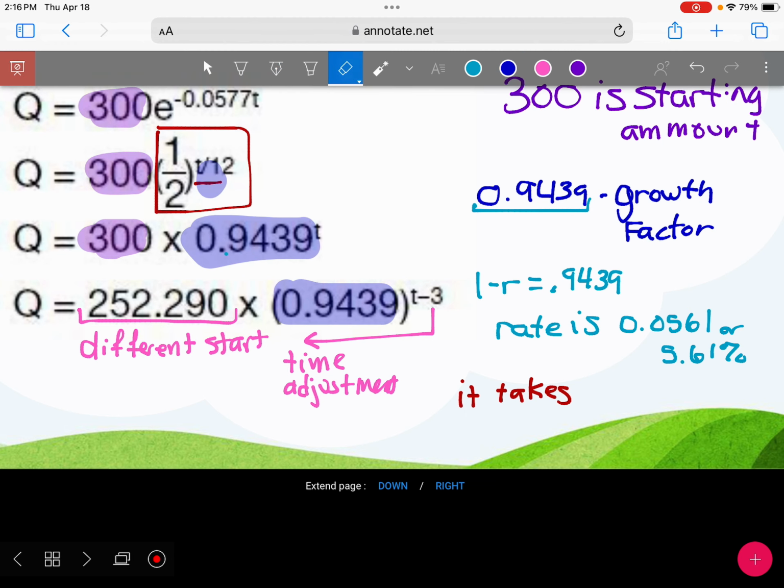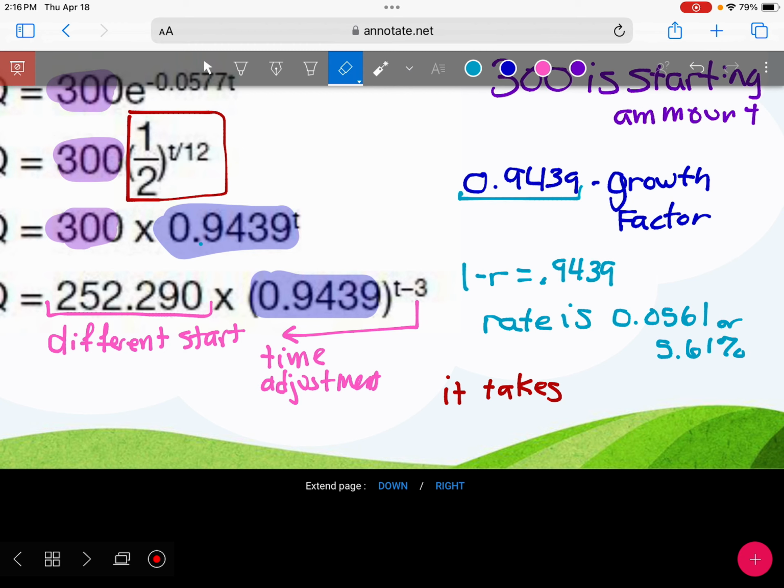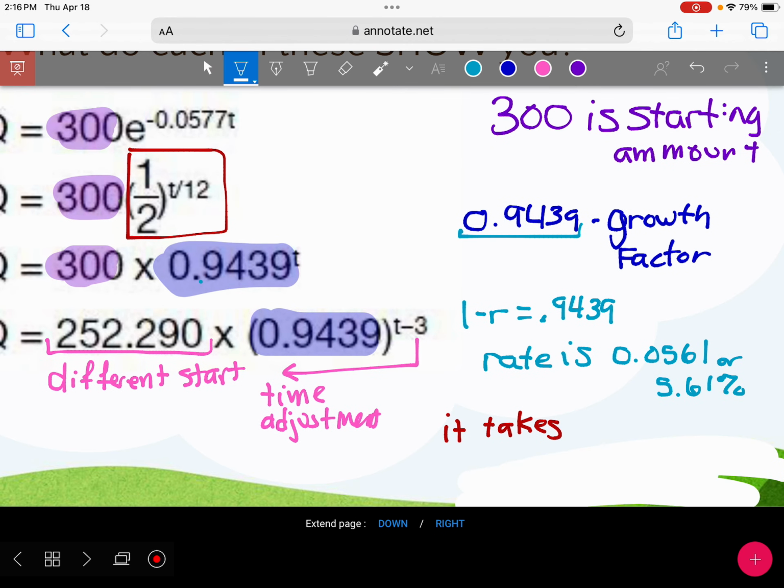What does T need to be? I'm going to write that piece again. If we have 1/2 to the power of T divided by 12, what does T need to be for us to wind up multiplying 300 by 1/2? What would that exponent need to simplify down to be?